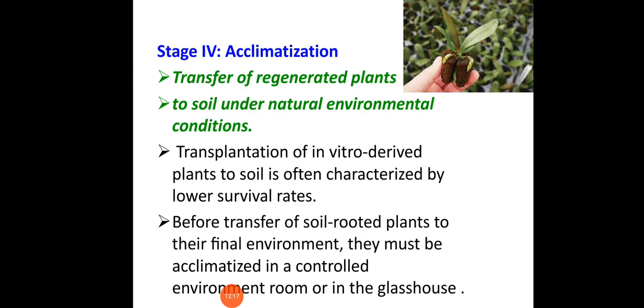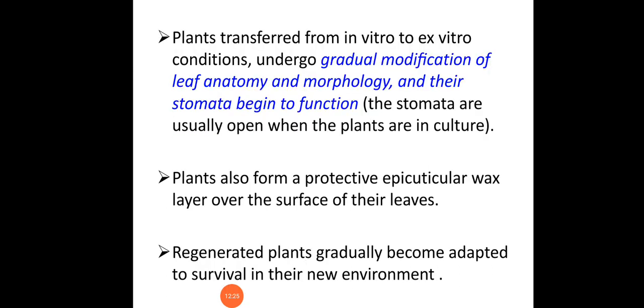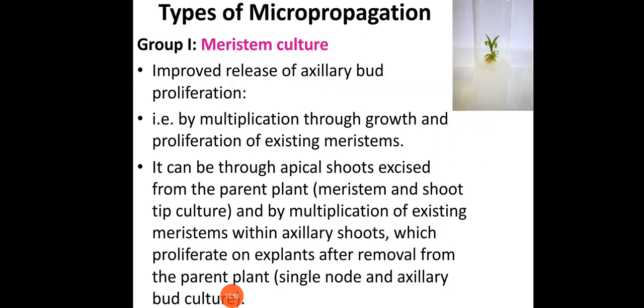Before transfer of soil rooted plants to their final environment, they must be acclimatized in a controlled environment room or the glasshouse. Then the greenhouse effect is gradually improved. So particular temperature conditions are maintained. Then modification of leaf anatomy and morphology occurs and their stomata begin to function. So here the protective epicuticular wax layer is formed on the leaves. Here regenerated plants gradually become adapted to survive in their new environment.